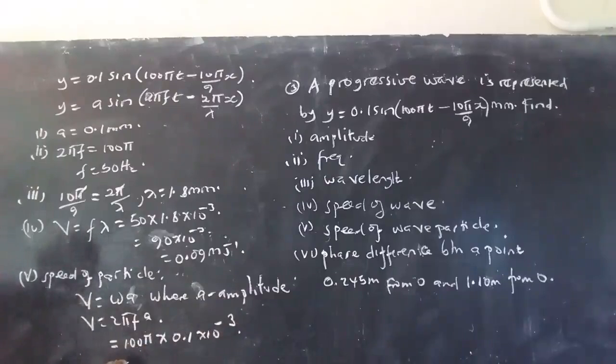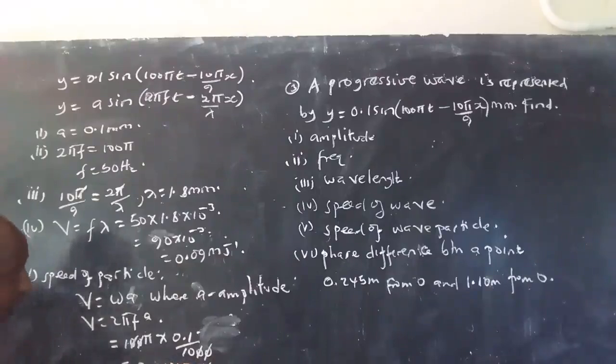So this becomes divided by 1,000, in other words. So 2 zeros will cancel. So we shall have 0.01 times 3.14, which the answer becomes 0.0314 meters per second.